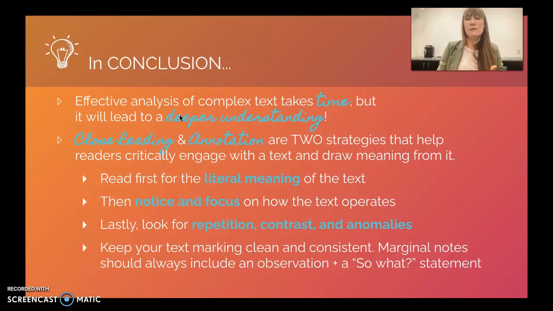So that first phase, we're looking for the literal meaning. The second phase, we're noticing and focusing. We are trying to understand how the text operates, and we're making inferences as we go. And then lastly, we want to look for those patterns. What repeats? Where do we see contrast? What seems strange or doesn't fit? Last but not least, we want to keep our text markings clean and consistent. Our marginal notes should include observations and so what statements. They should be plentiful, but our actual visual highlights and underlinings should be nice and controlled.